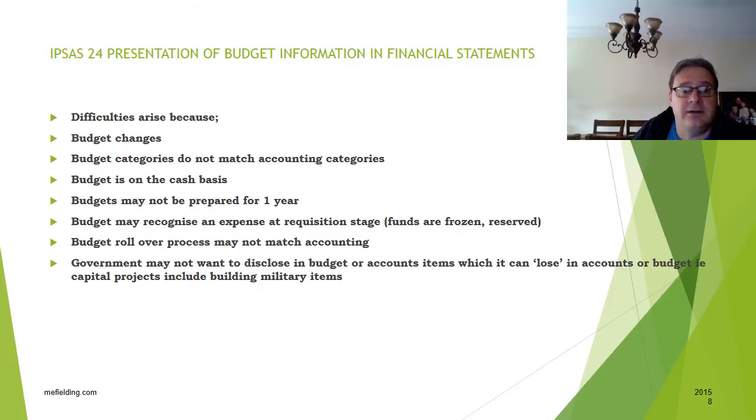Budgets may recognise an expense at the requisition stage. Right? This is back to procurement again. It very, very often happens, and it happens in public and in private. At the end of the year, you haven't used your budget up, so you've got to use it up. Use it or lose it, the old idea that we have. So at what point does the budget actually recognise an expense?